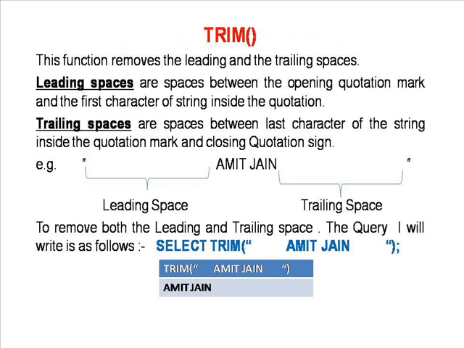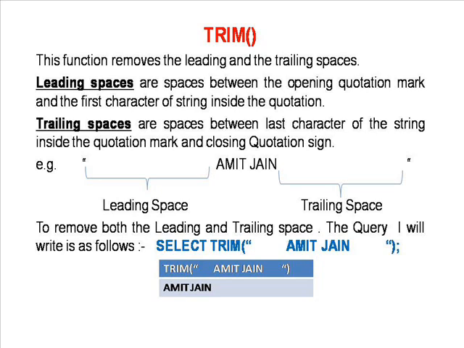First we come to the trim function. This function removes the leading and the trailing spaces. Let us find out what leading and trailing spaces are. The leading spaces are the spaces between the opening quotation mark and the first character of the string in the quotation. You will notice the name Amit Jain and the quotation before that. The space between the quotation and the character A is the leading space.